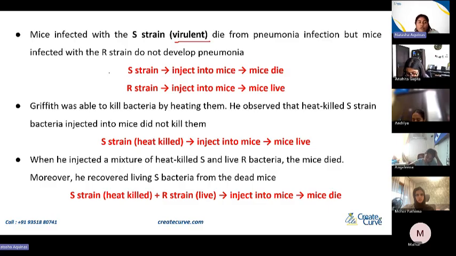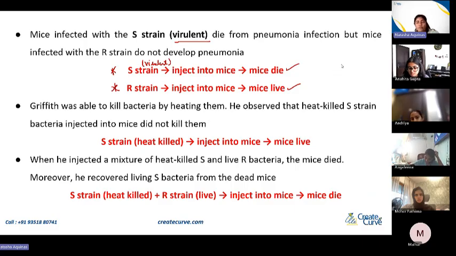Okay. So I want you to take down what's given in red over here. So S strain, this is obviously the virulent one. This is injected into the mice. What happens? The mice will die. The R strain is avirulent, does not have the polysaccharide coat. If this is injected into the mice, they would live. This is the basic. He's not doing any sort of treatment to the bacteria. He's just injecting the bacteria as is. S mice will die. R mice will live.